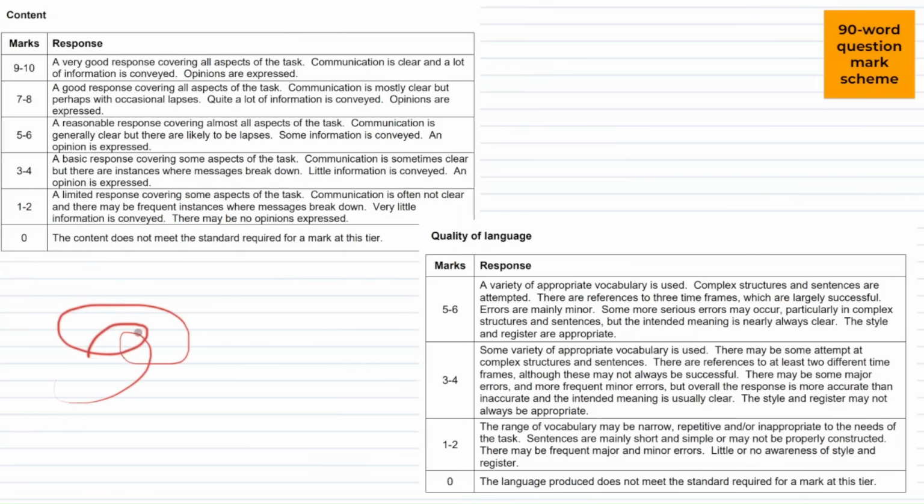And this is the AQA mark scheme for question 1, so you get 10 marks for content and 6 marks for quality of language. There is no reason you shouldn't be getting 16 out of 16 in this question. As you can see, as long as you have a variety of vocabulary, complex structures, which if you memorize beforehand, you'll be perfectly fine, and reference the 3 time frames, so the past, the present, and the future. For content, as long as you answer all 4 bullet points, and your communication is clear, and you have a minimum of 2 justified opinions, there's no reason you won't be able to get full marks for this.